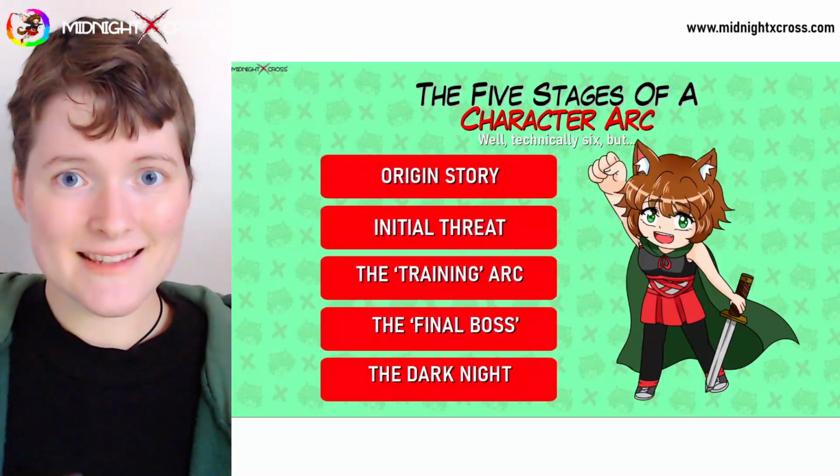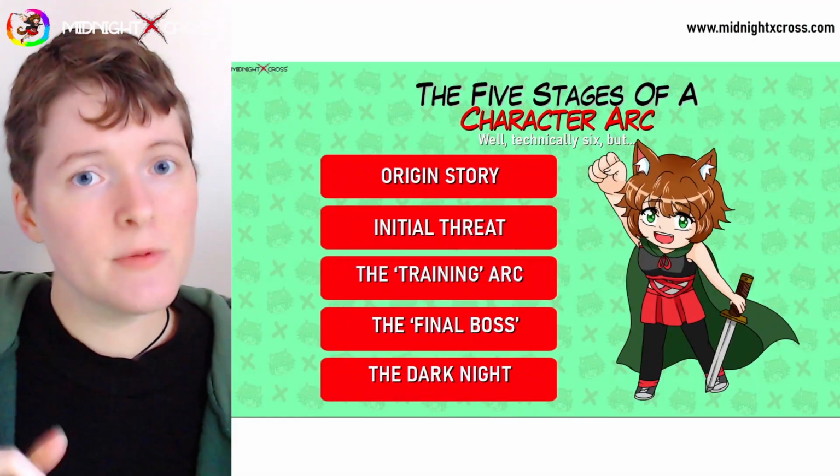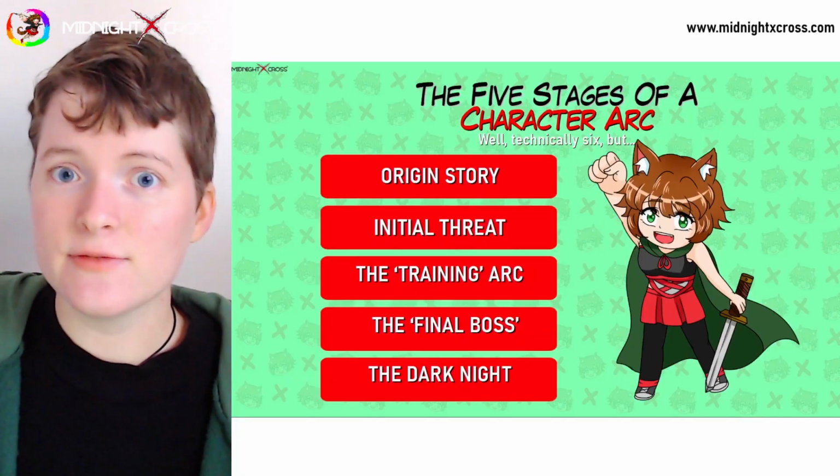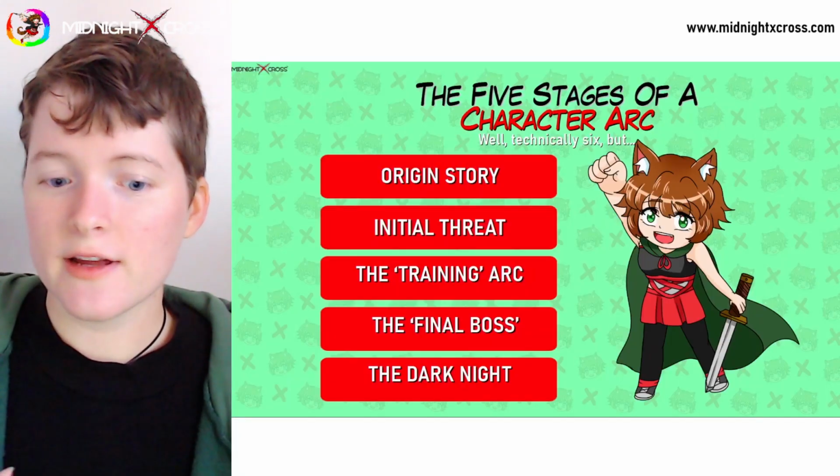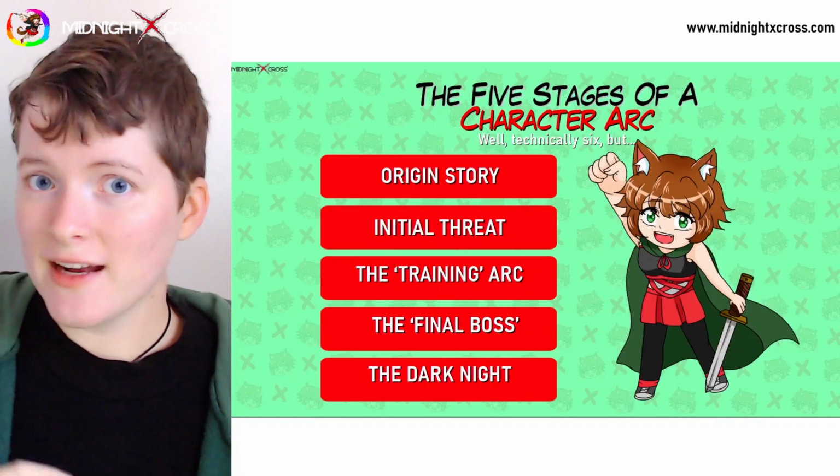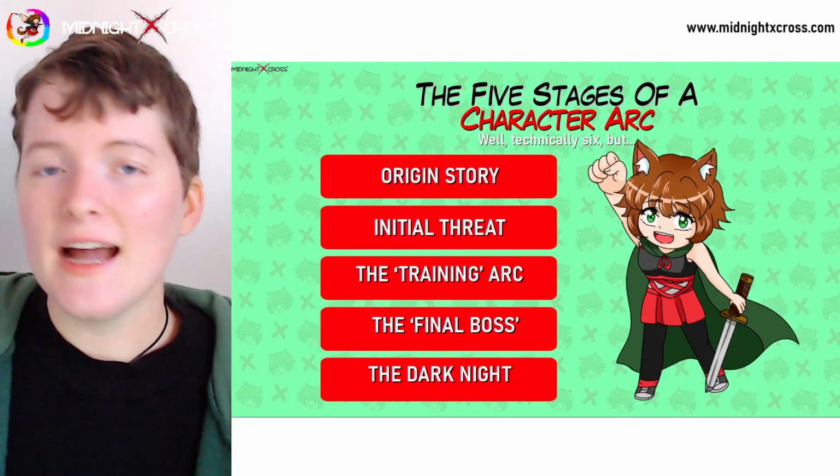So there are 5 main stages in a good character arc, and we'll be talking about each of these stages in today's video. There's the origin story, the initial threat, the training arc, the final boss, and the Dark Knight. There's also a 6th part as well, but we'll be talking about that at the end.